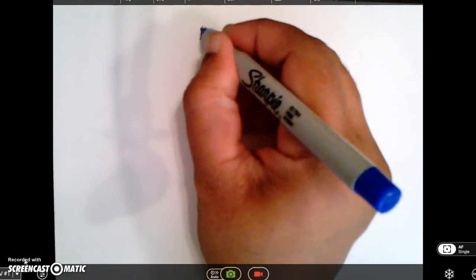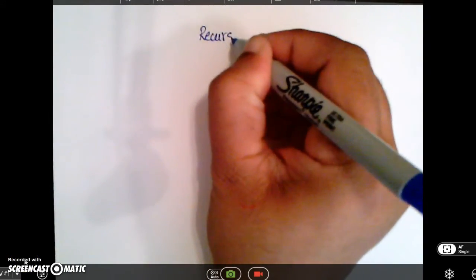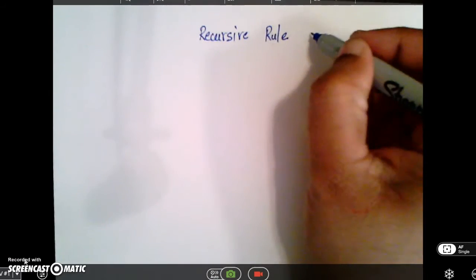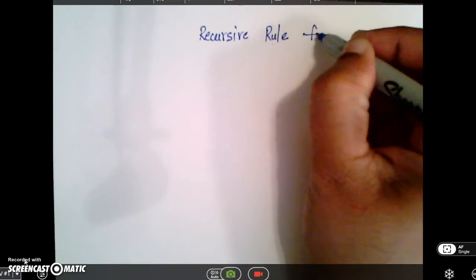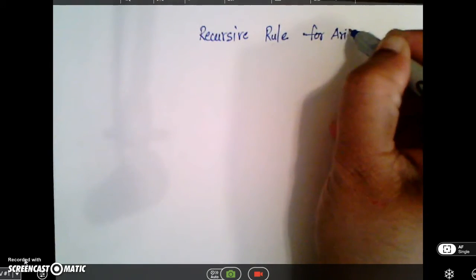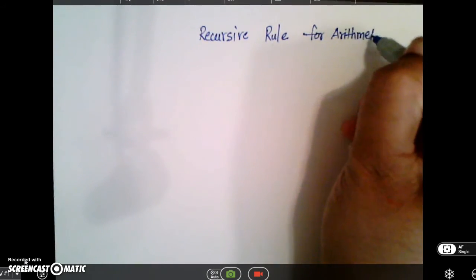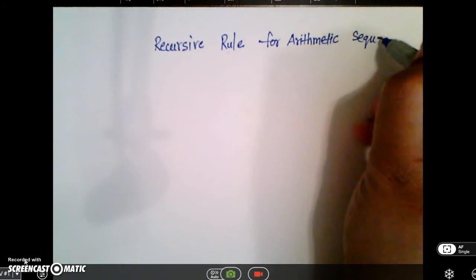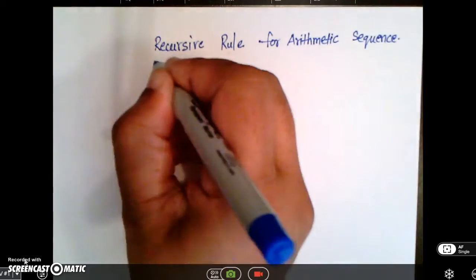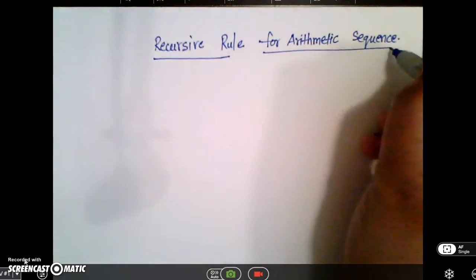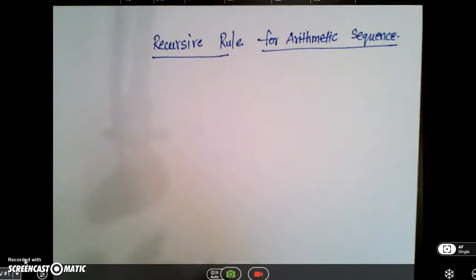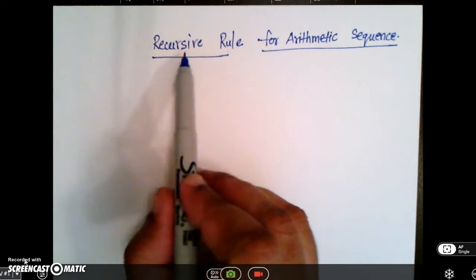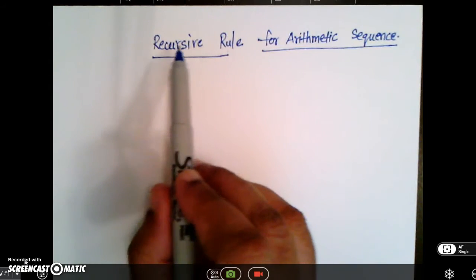Now we're going to write a recursive rule for an arithmetic sequence. As we know, recursive means I'm doing something repeatedly. That's what recursive is, doing something repeatedly.